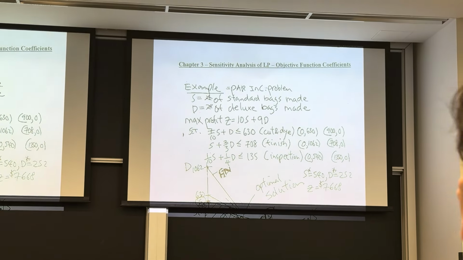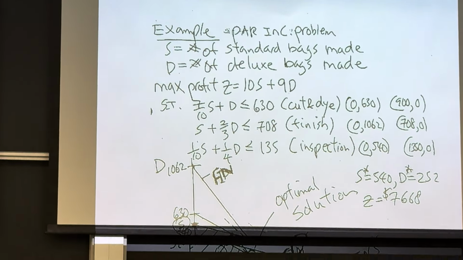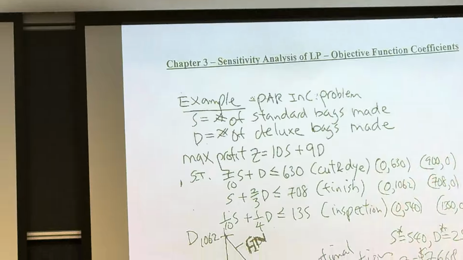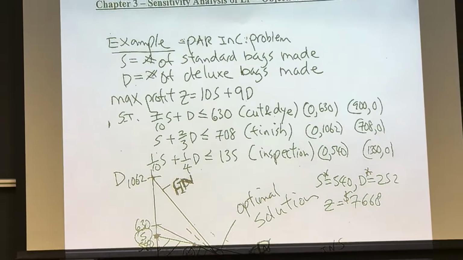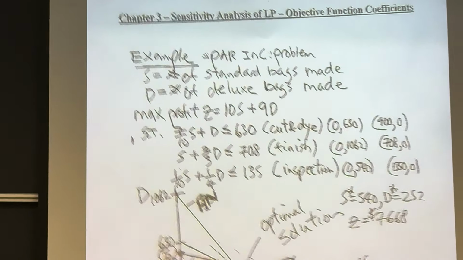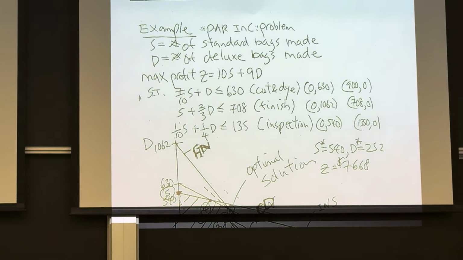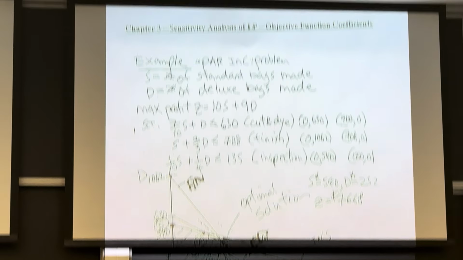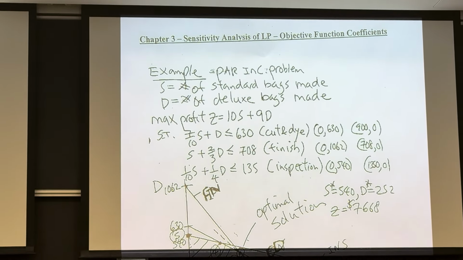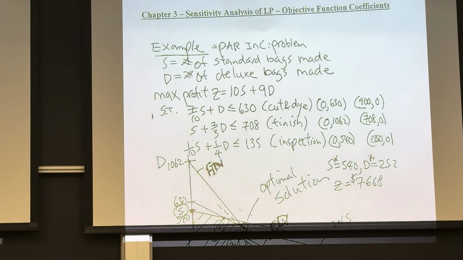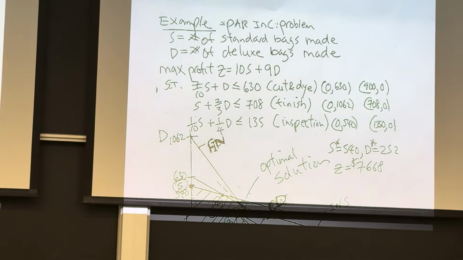Looking at what happens if you change the objective function coefficients, I'm going to use this problem from the book. Par here makes golf bags. They make some standard bags, S, and some deluxe bags, D. They want to maximize the profit from making the bags: $10 for standard and $9 for deluxe.